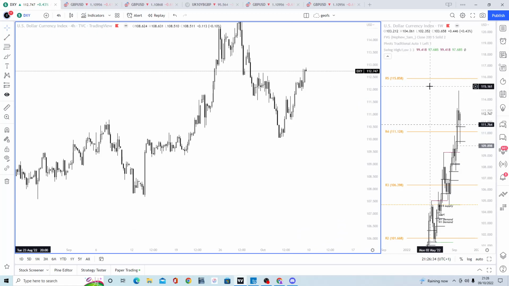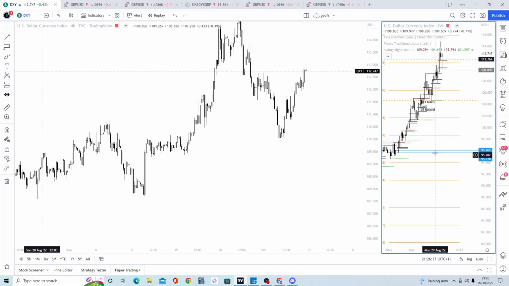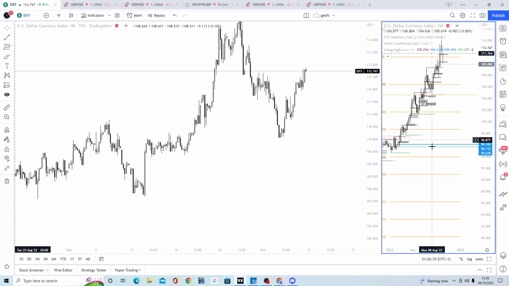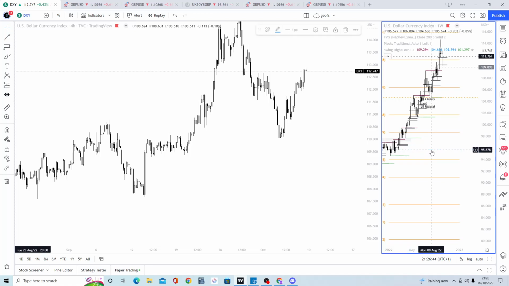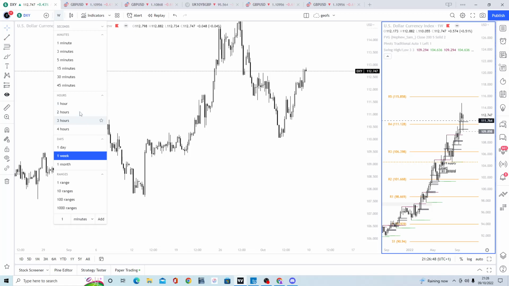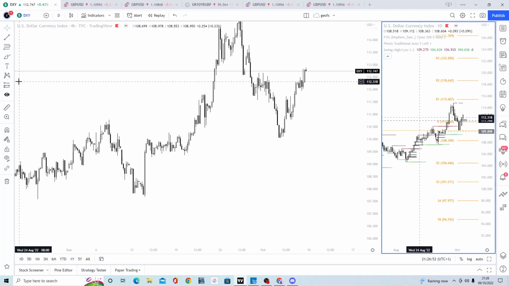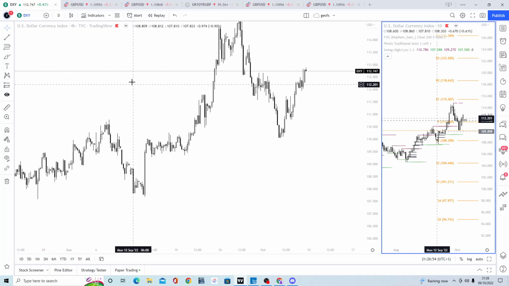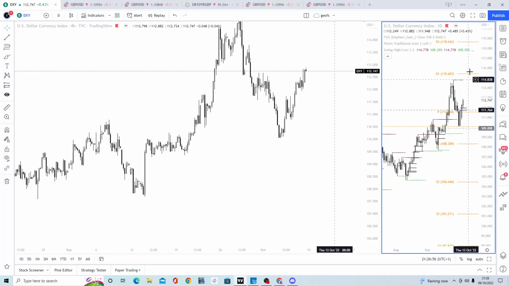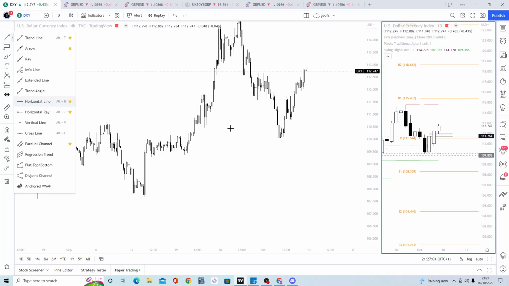So, clean Dixie chart, and we just go through the exact same exercise. Don't know what these blue lines are. So that's one week. Daily gives us our monthly pivot points.